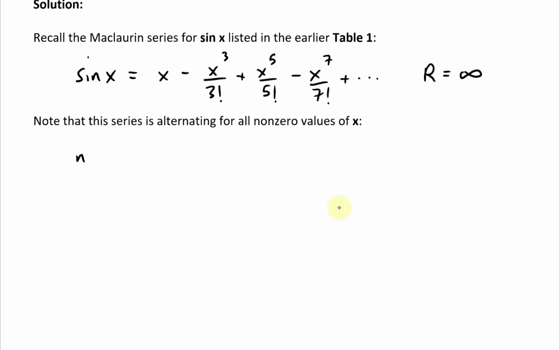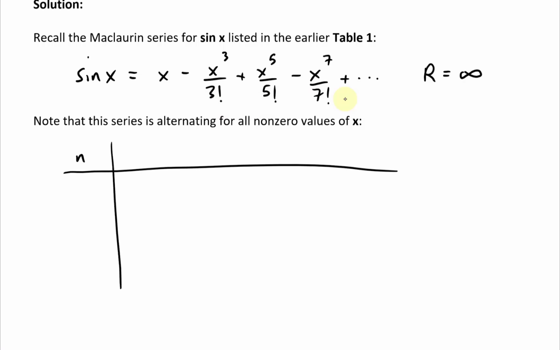So if we have n like that, I'm going to start with n equals 0, then n equals 1, 2, 3, etc., the usual count from 0. Because it's alternating, we put negative 1 to the power of n. And the next one is going to be x to the power of 2n plus 1, because it's going in odd powers.